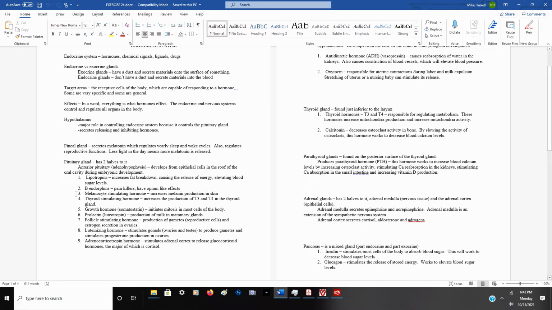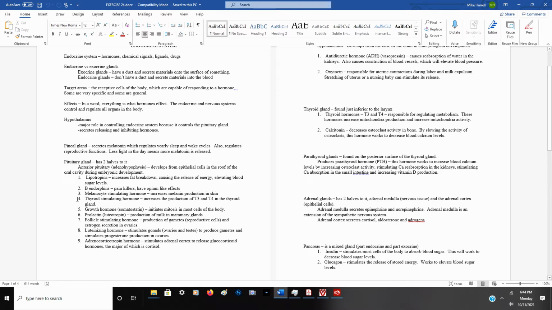Number 3, melanocyte stimulating hormone. Increases the production of melanin in the skin. So look at the name. Melanocyte stimulating hormone stimulates melanocytes in your skin. Melanocytes do one big thing, make melanin. Remember, melanin is what gives that pigment to the epidermis and other parts of your body like the iris of your eye and so on. And of course in your skin it's good ultraviolet light protection.